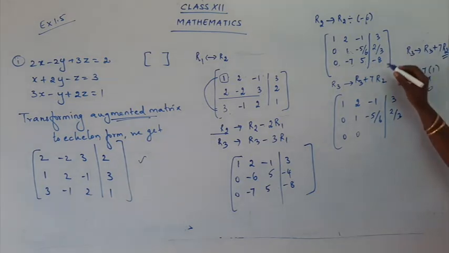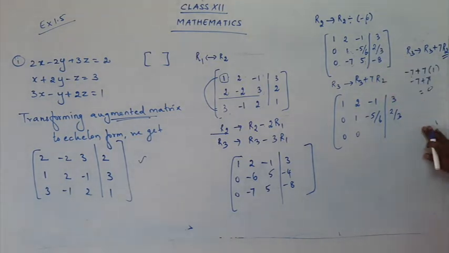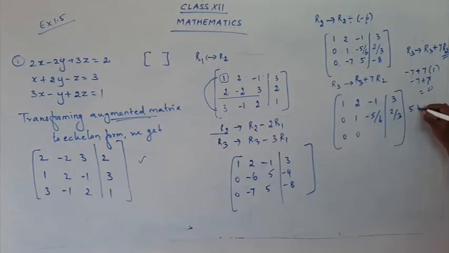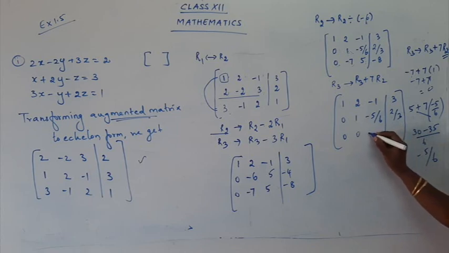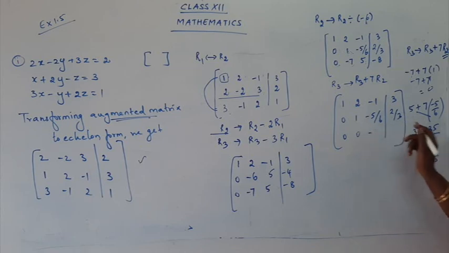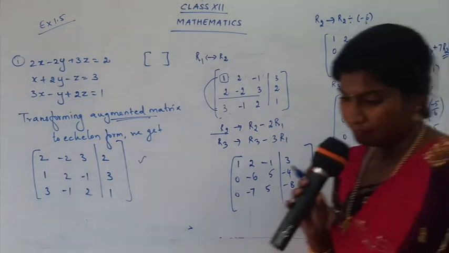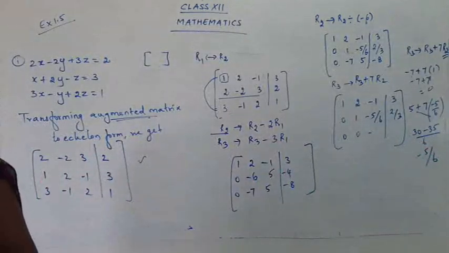R3, it's 5 plus 7 times R2. R2 minus, I just write it, 5 plus 7 times minus 5 by 6. So what do you get here? 5 times 6 is 30. 7 into minus 5 is minus 35 upon 6. So minus 5 by 6. Yes, you get minus 5 by 6.